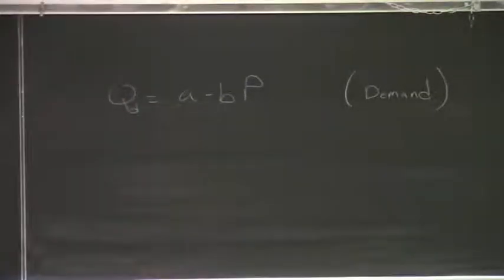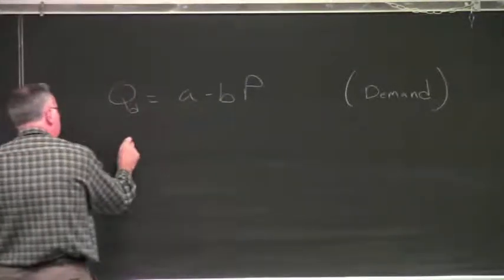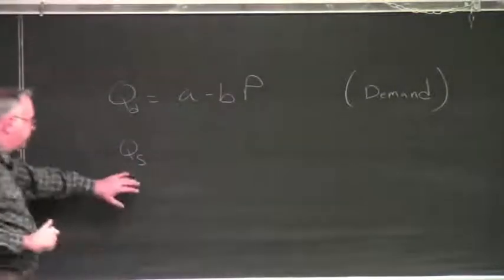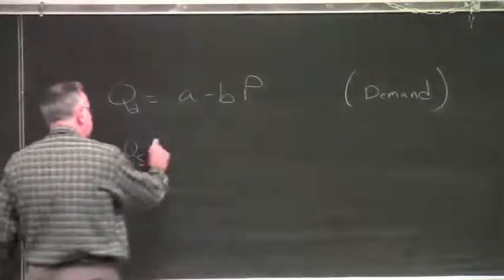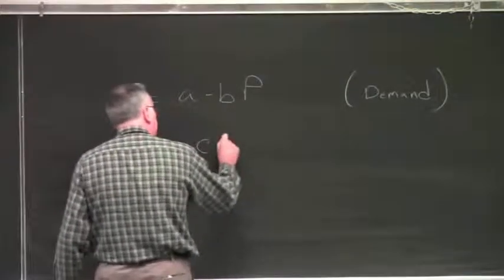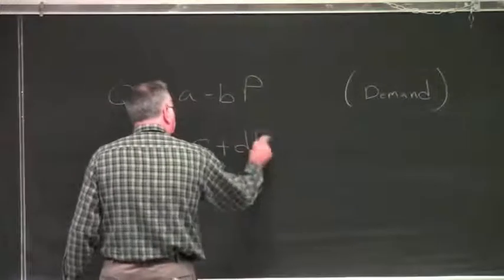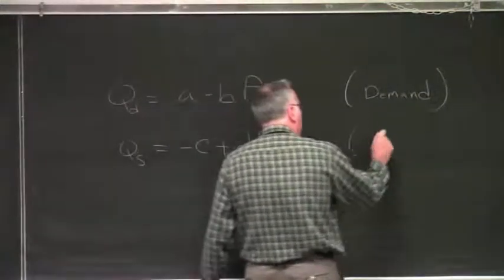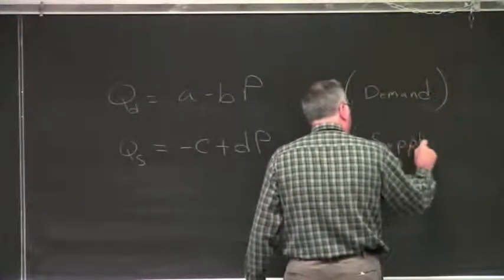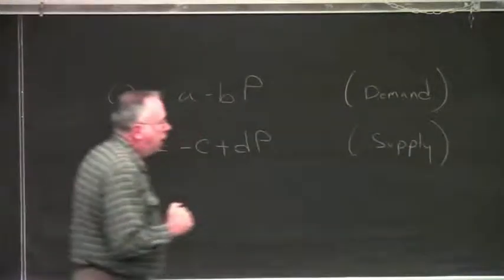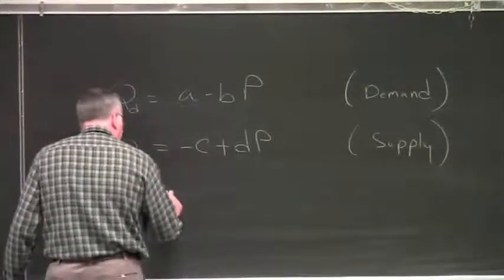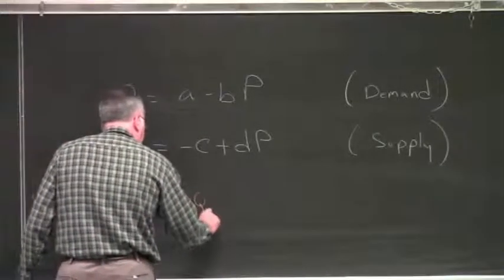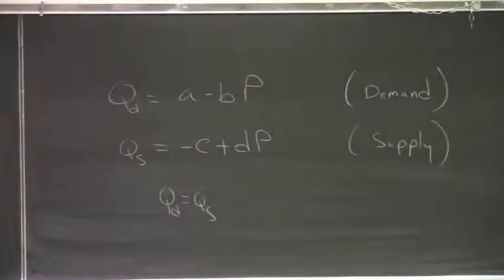Our supply function is, notice the S subscript for supply, the D subscript for demand. Q sub S equals minus C plus DT. Then our equilibrium condition is same as before. And in equilibrium, quantity demanded and quantity supplied are the same.